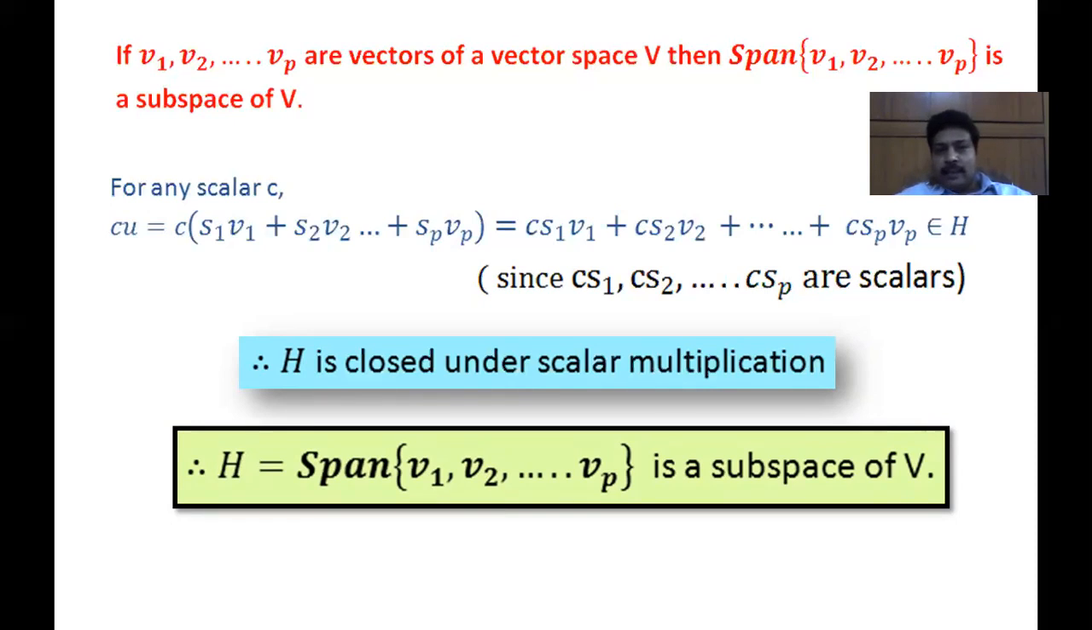Now, after these theorems, these statements, we can conclude that it is enough to show that a set is the span of some vectors of a vector space, to show that it is a subspace of that vector space. So it is a single step verification.